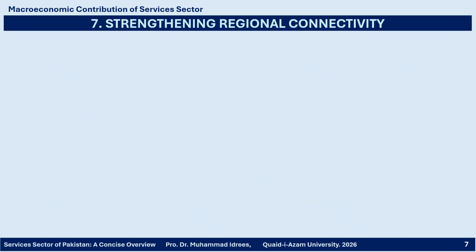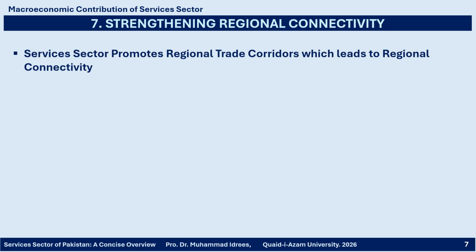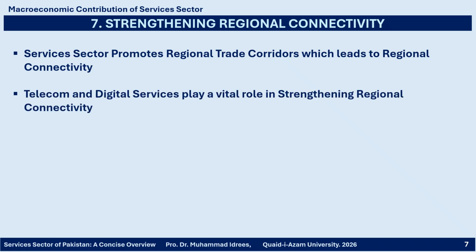Now we will discuss how the services sector is helpful in strengthening regional connectivity. The services sector promotes regional trade corridors, which lead to regional connectivity. The trade corridors facilitate the movement of goods. They not only reduce trade costs but also strengthen regional economic integration. Telecom and digital services play a vital role in strengthening regional connectivity. Telecom and digital services connect buyers and sellers through internet and mobile networks. This connectivity not only promotes online business activities but also strengthens regional connectivity.